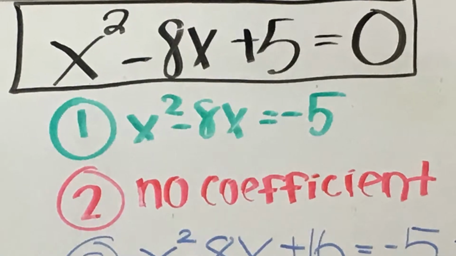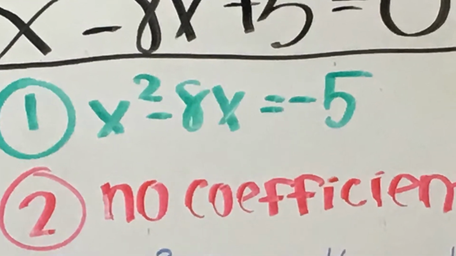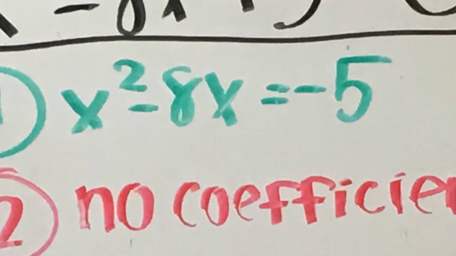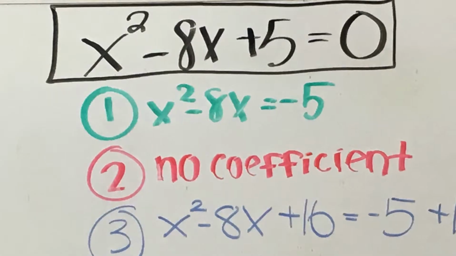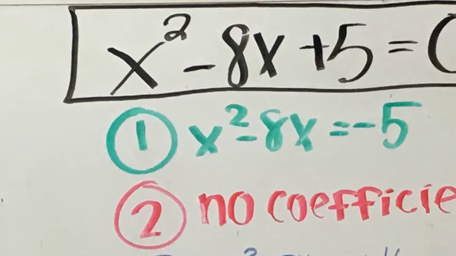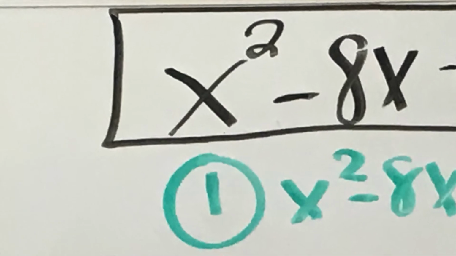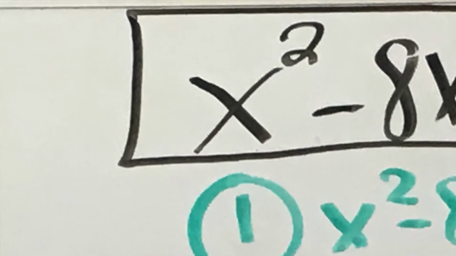Step 1 is to move the constant term to the other side of the equal sign. So now we're left with x squared minus 8x equals negative 5. Step 2 is to move the coefficient in front of x squared outside of the parentheses. Since there is no coefficient in front of x squared, we will continue with step number 3.